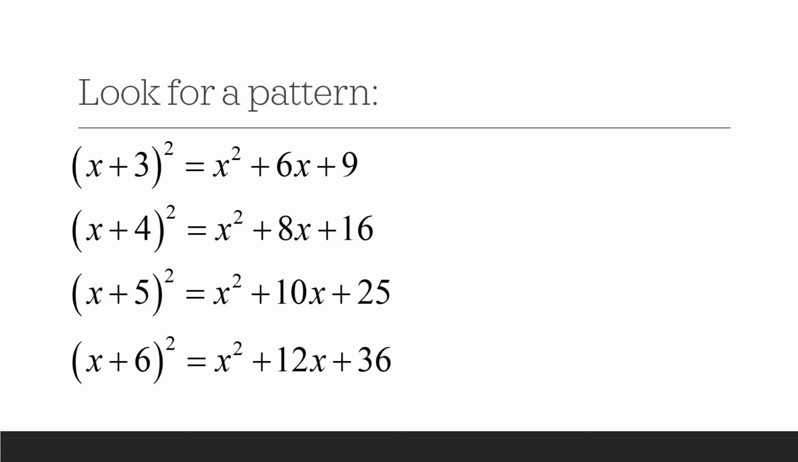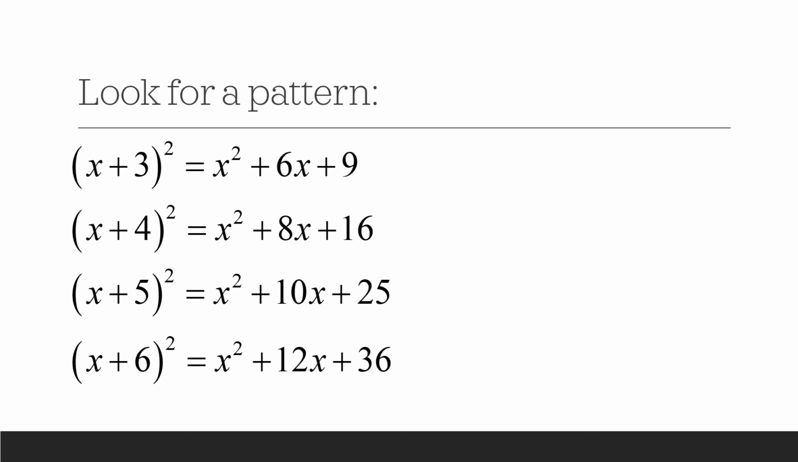Now let's take a look to see if we can see a pattern. So we know we have x plus 3 squared is x squared plus 6x plus 9. If we look at x plus 4 squared, that will give us x squared plus 8x plus 16. X plus 5 squared will give us x squared plus 10x plus 25. And x plus 6 squared will give us x squared plus 12x plus 36. So if you look at these carefully, you can see a pattern emerging.